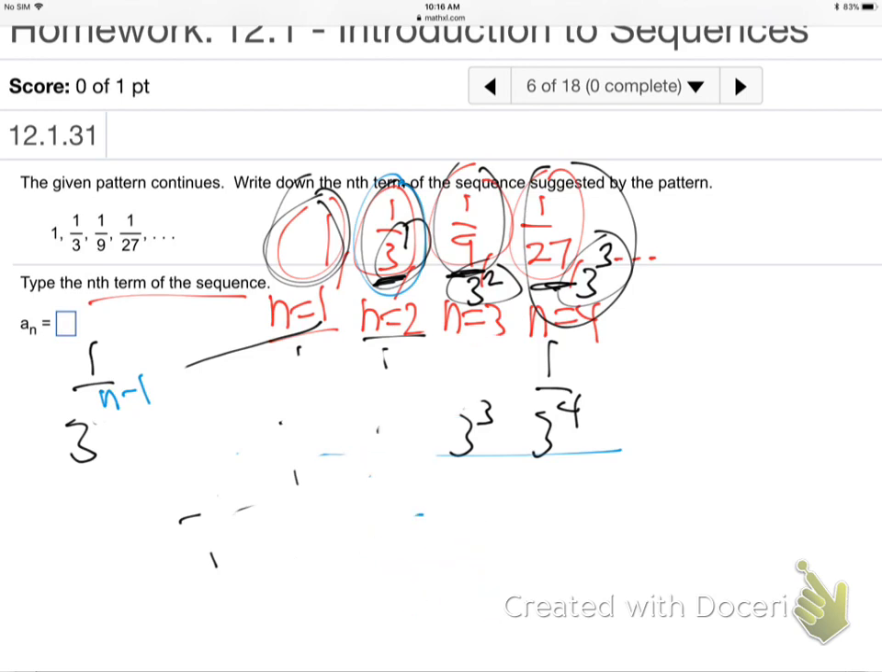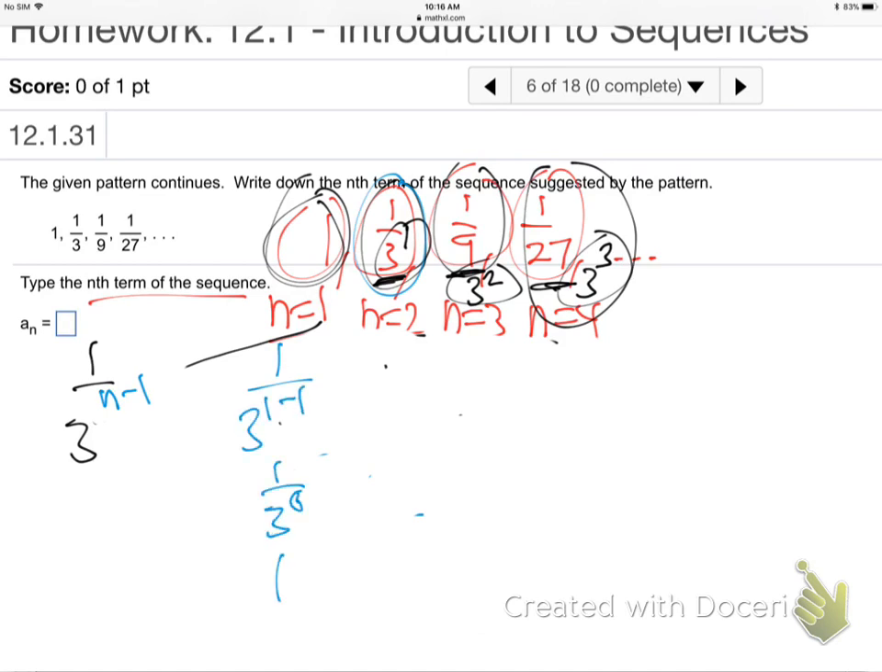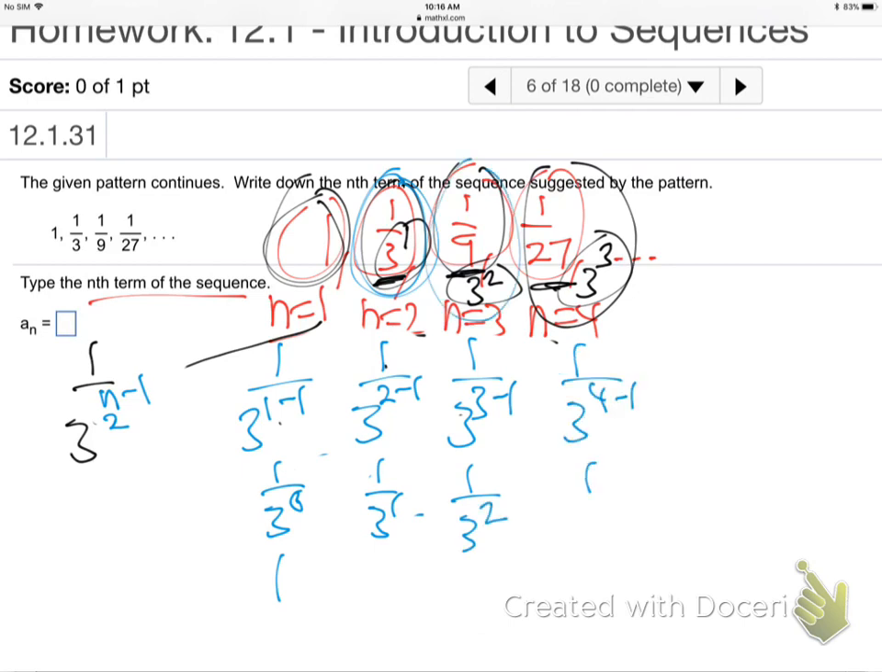Try again. Plug in 1: 1 minus 1, 1 over 3 to the 0, which is 1, since any 0 power is 1. Plugging in 2, 1 over 3 to the 2 minus 1, which is 1 over 3 to the 1. Looking good. 1 over 3 to the 3 minus 1, 1 over 3 to the second. 1 over 3 to the 4 minus 1, 1 over 3 to the third. Excellent. So there's the formula producing those terms. Does that make sense?